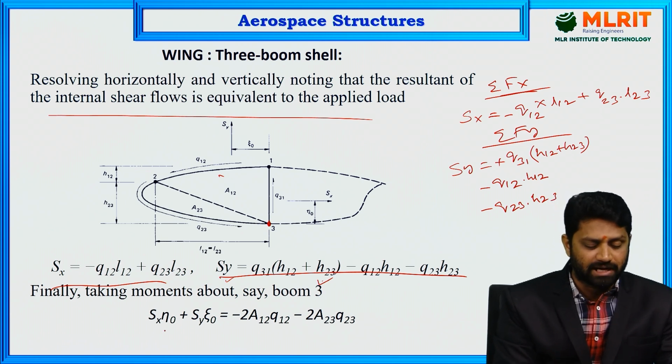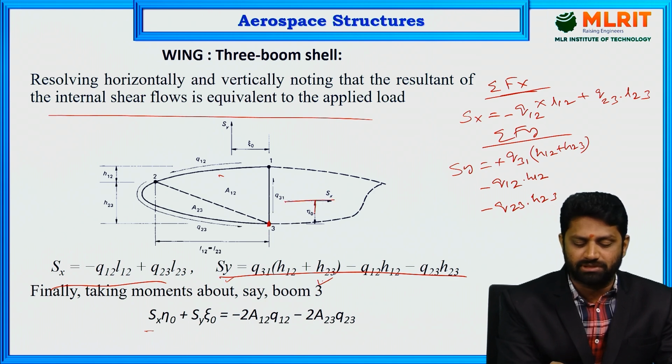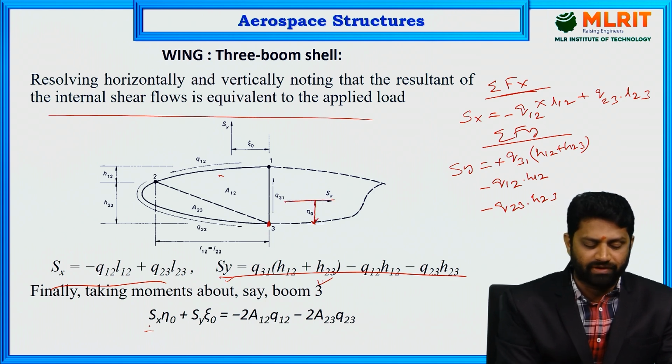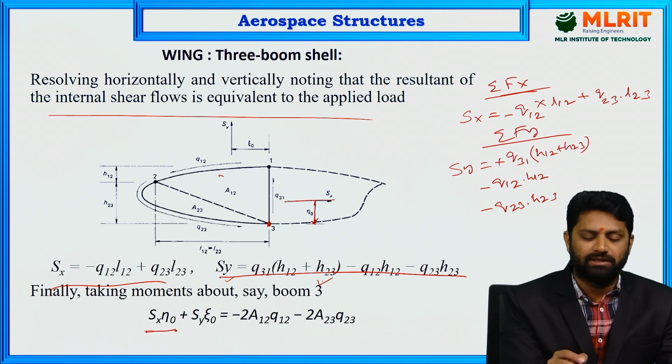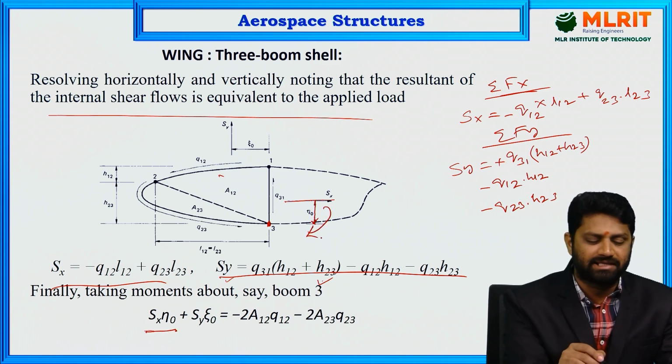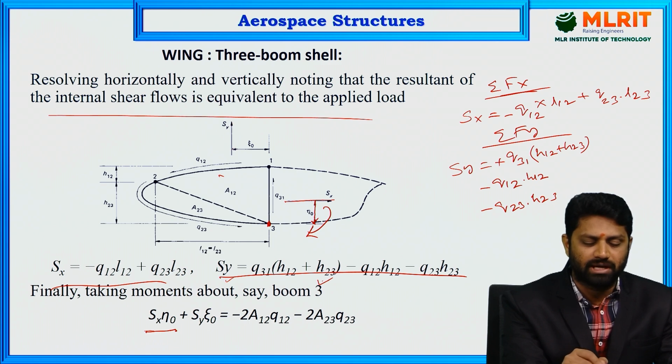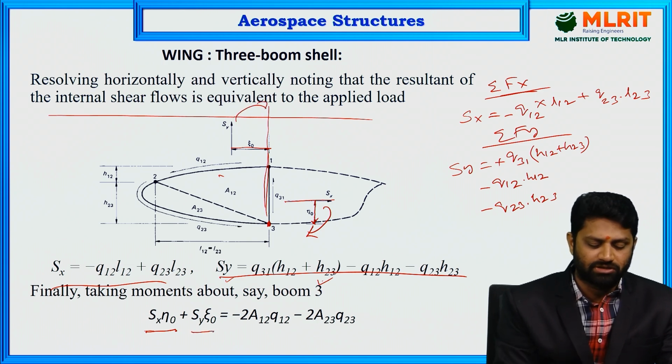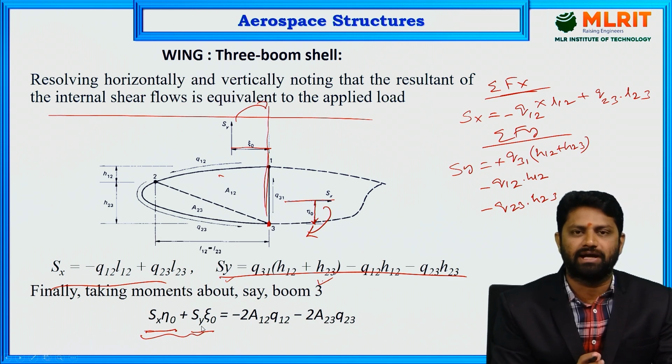So on the left side, when you are taking moment about this point, Sx is the horizontal shear load and its perpendicular distance is eta naught. So we write Sx into eta naught, and it gives the clockwise moment about boom 3. And similarly Sy is the vertical shear load, and zeta naught is the perpendicular distance from the line of action to the point 3 or boom 3. So again it gives the clockwise moment, Sy into zeta naught. So this is the moment due to the shear loads on the left hand side.